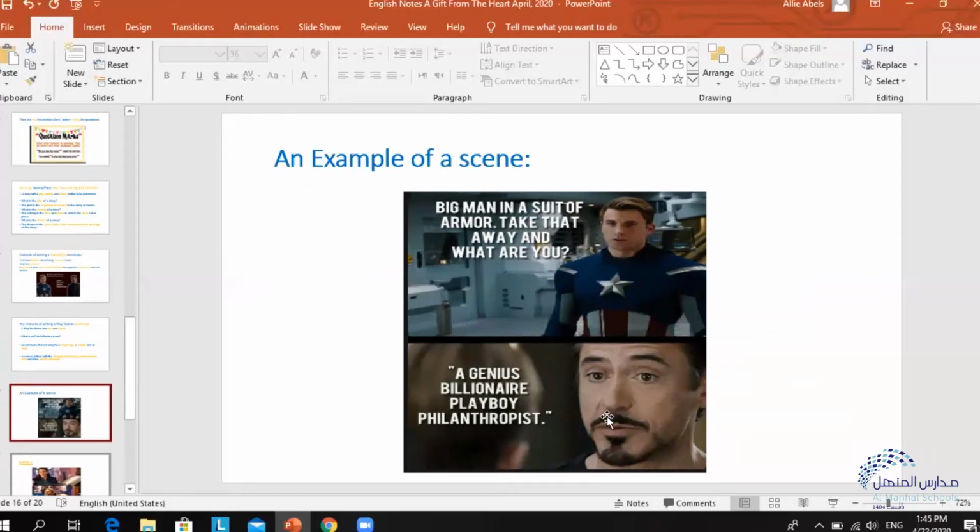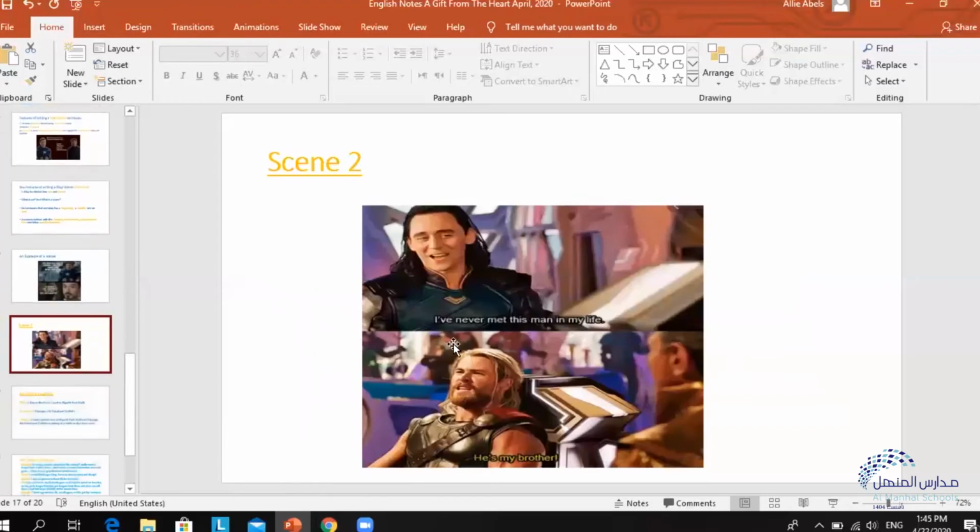Then Mr. Stark says in a different scene, "I am a genius, billionaire, playboy, and philanthropist." Another example of a scene is where Loki speaks to people, and he says, "I've never met this man in my life," referring to Thor, and Thor says, "He is my brother." So this is a different scene in the movie Thor. These are different parts, just to show you what a scene looks like.